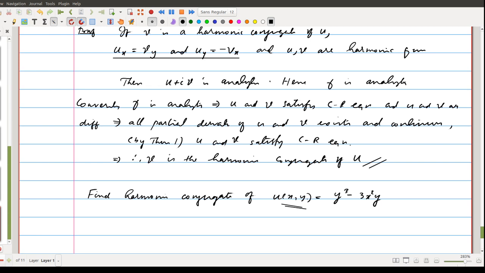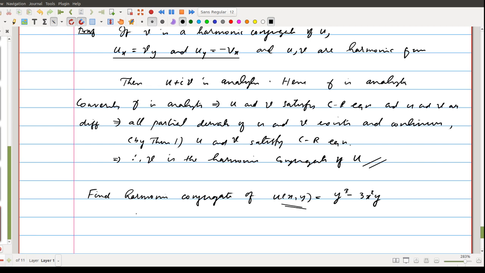all the partial derivatives of u of x, y exist. So that is trivial because this is a polynomial in x and y. So all the partial derivatives are again polynomials. So all the partial derivatives of u of x, y are again polynomials, hence they are all continuous as well.